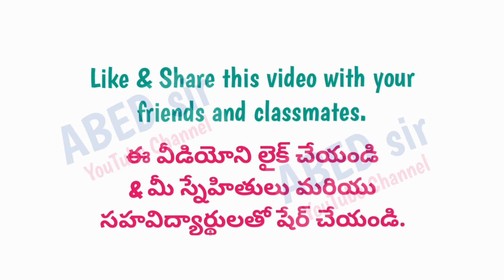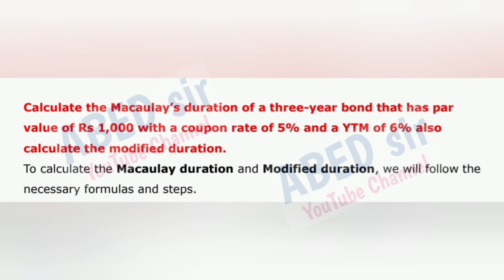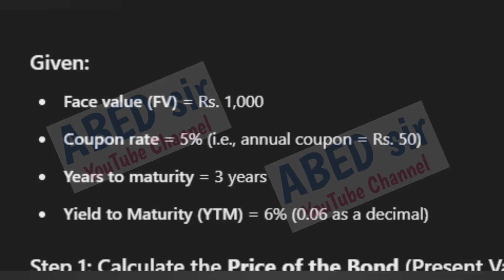Next important long question is: calculate the Macaulay duration of a 3-year bond that has a par value of 1000 rupees, with a coupon rate of 5% and a YTM of 6% also. Calculate the modified duration. To calculate the Macaulay duration and modified duration, we will follow the necessary formulas and steps. Given face value FV is equal to 1000 rupees. Coupon rate is equal to 5%.